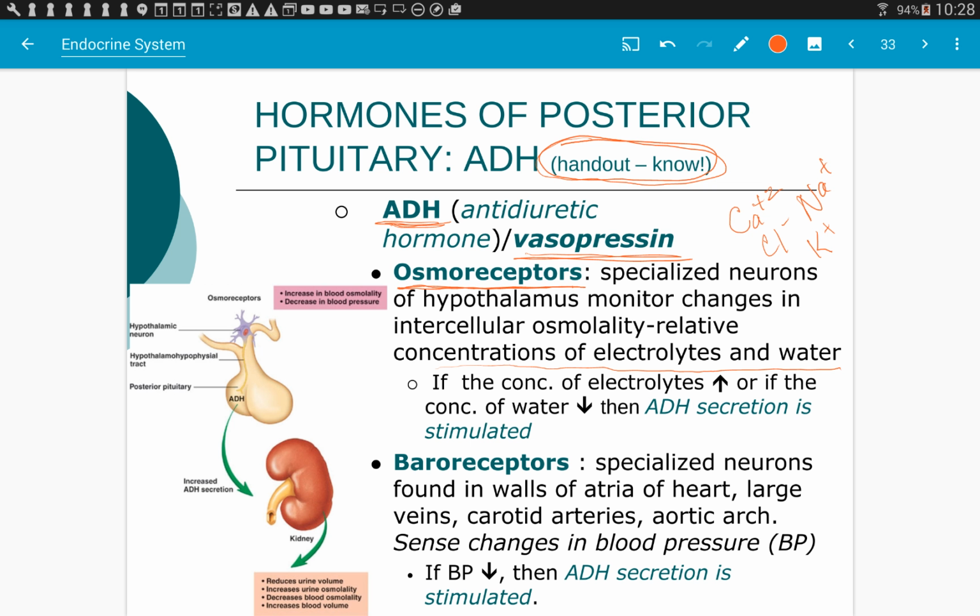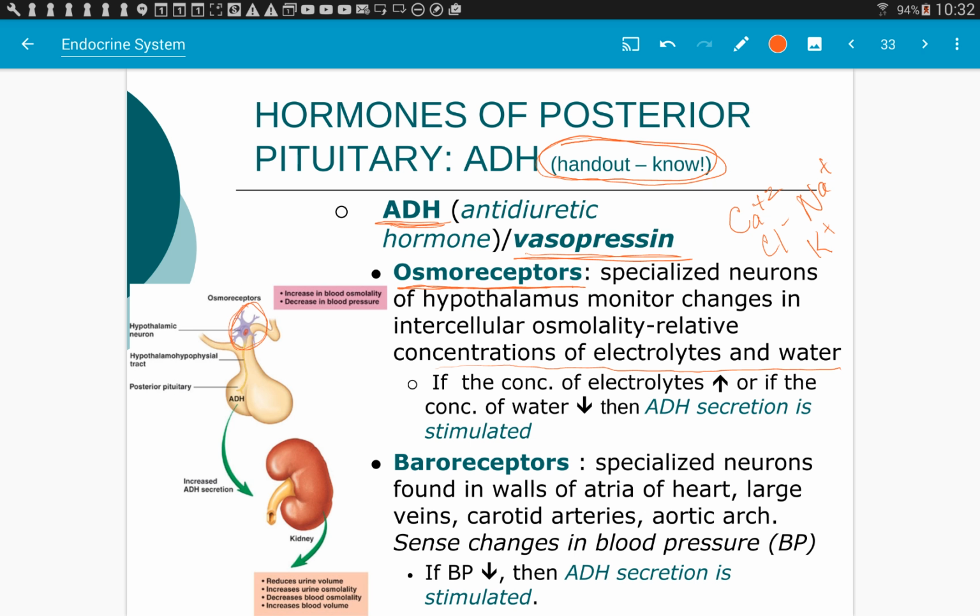So the concentrations of them. If the concentration of electrolytes, for example, is too high, then we need to dilute it. So we have osmoreceptors. This little guy right here is supposed to represent an osmoreceptor up in the hypothalamus. The hypothalamus essentially monitors everything that goes on. It has a good blood supply that goes right past it, so it's able to monitor the blood and all sorts of functions right there.